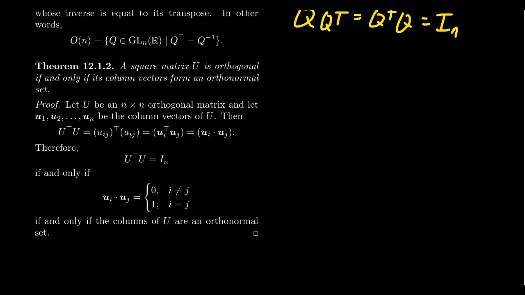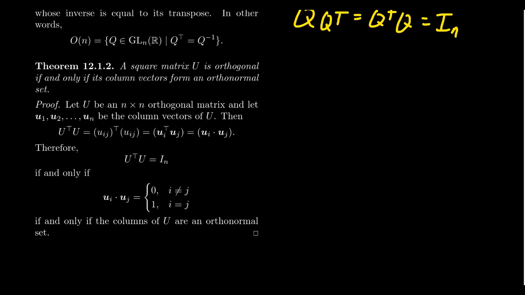I should also mention that this will be equivalent to showing that the row vectors form an orthonormal set. I won't prove that one. I'll prove it for column vectors, but it's very easy to go back and forth between them because again, the transpose and the inverse are acting the same way. So what's the argument there?